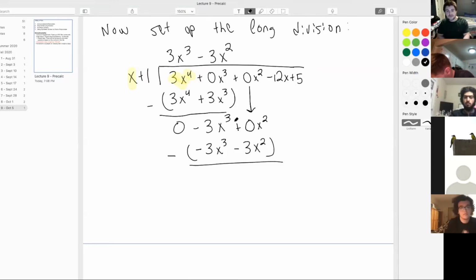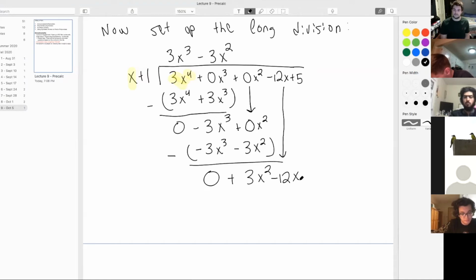Okay, so negative 3x cubed plus 3x cubed, that is 0. And we have 0x squared minus negative 3x squared. You have a double negative there, so it's the same as 0x squared plus 3x squared. And that's positive 3x squared. All right, and now bring down this minus 12x.